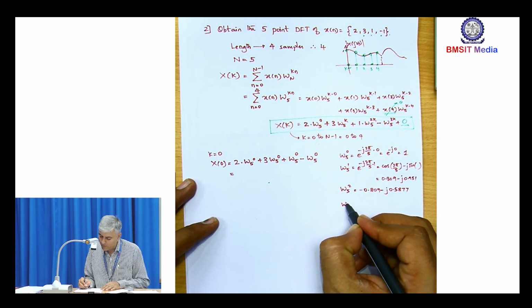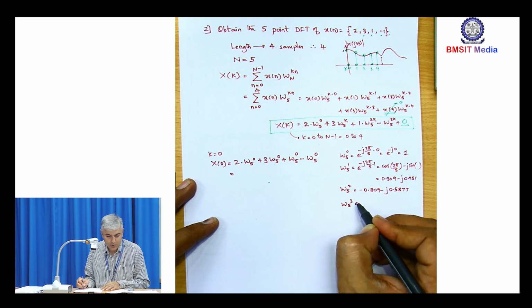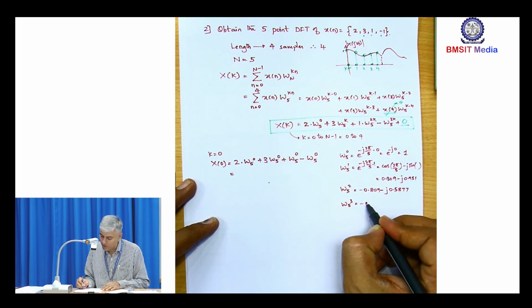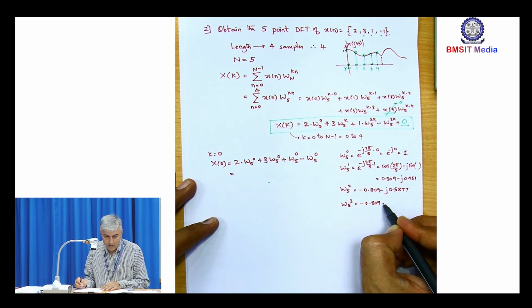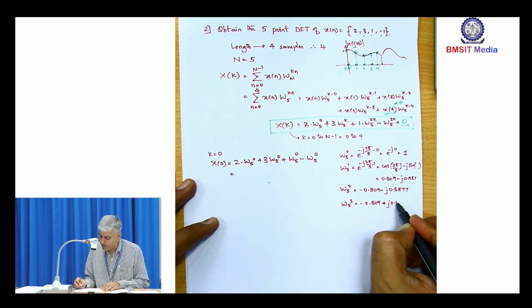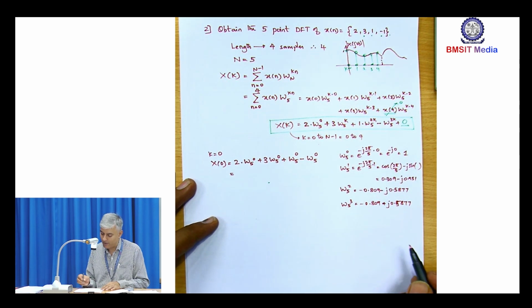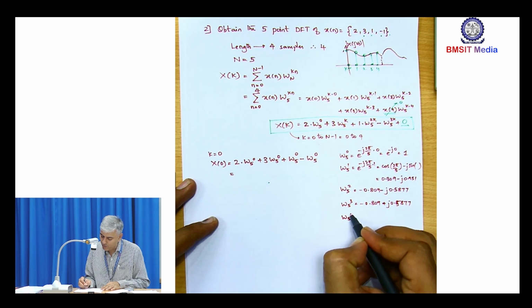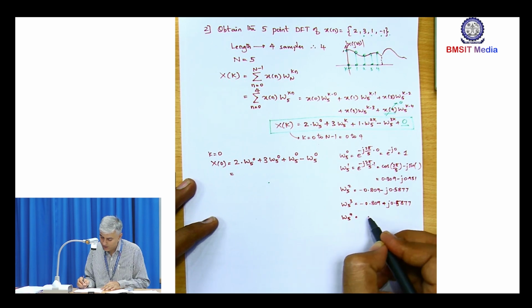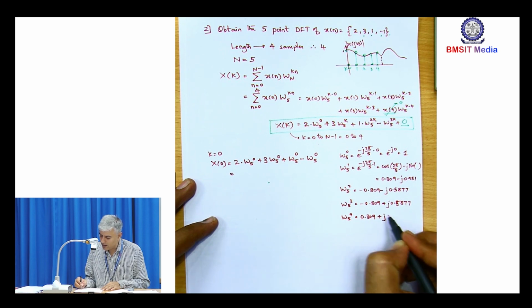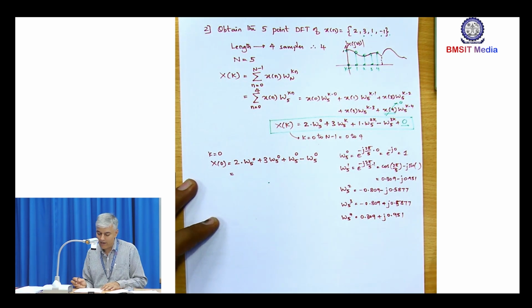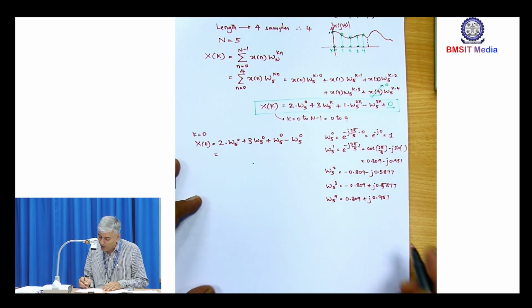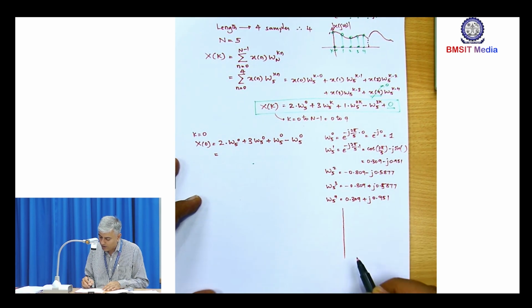Then W5 raised to 3 value is minus 0.809 plus j 0.5877. So this is the value. Then W5 raised to 4 is 0.309 plus j 0.951. So these are the values. So let us quickly plot these values on the complex plane.